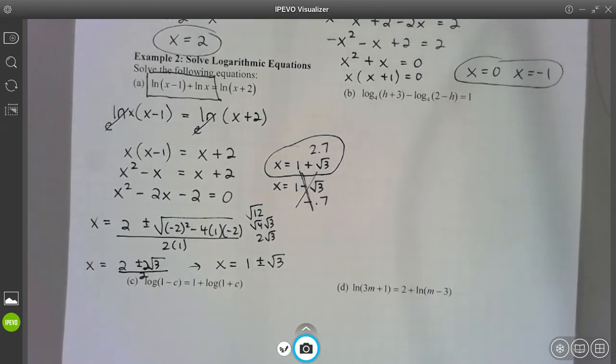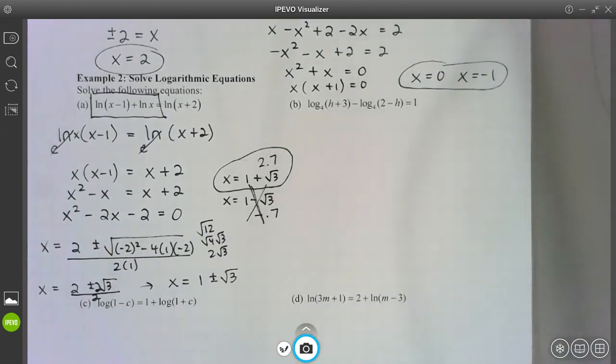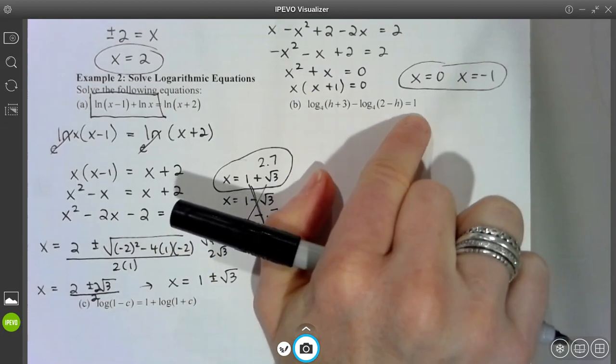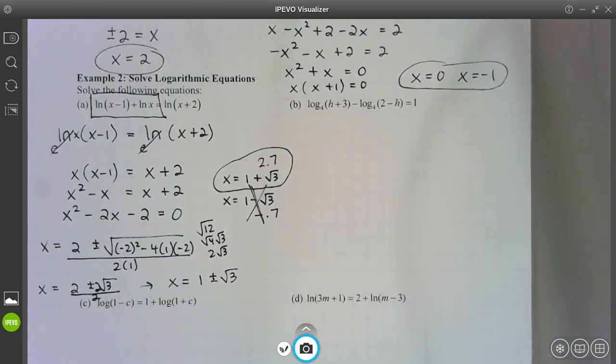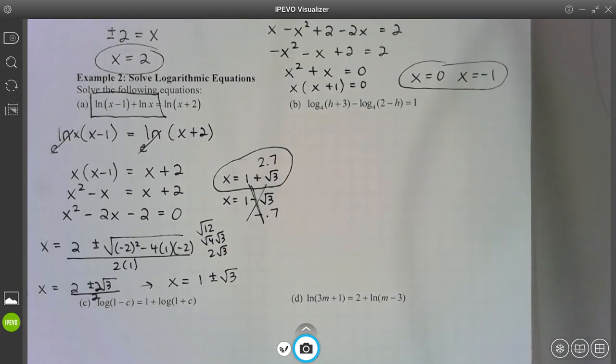Thumbs up. Everybody still good? Yes? Okay. I'm going to ask you guys to try part B. How would you tackle part B? It looks like you have 2 logarithms equal to a number. So I would try to get this down to 1 log equals a number. So how can you get these back to being 1 base 4 logarithm? I'm going to give you guys a head start on that one.